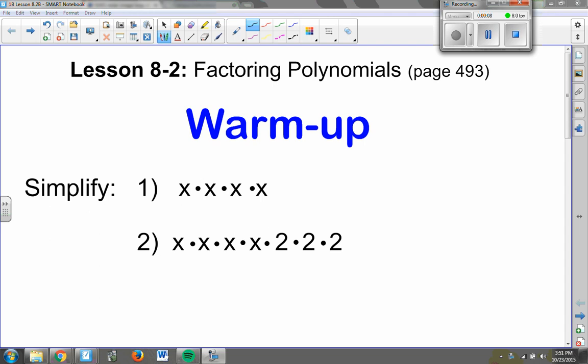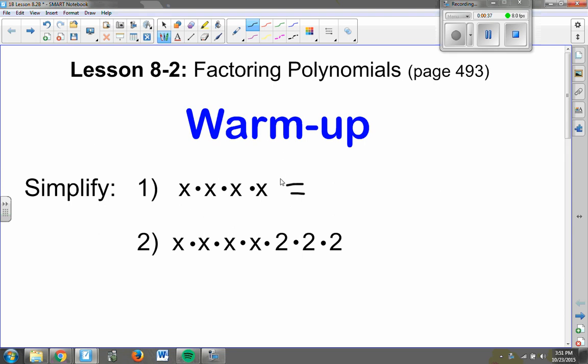Today we're going to talk about factoring a polynomial. We're going to be starting on page 493, but before we even get there, we're going to look at these two warm-up problems where we're just going to rewrite these long strings of variables and numbers being multiplied together using exponents.